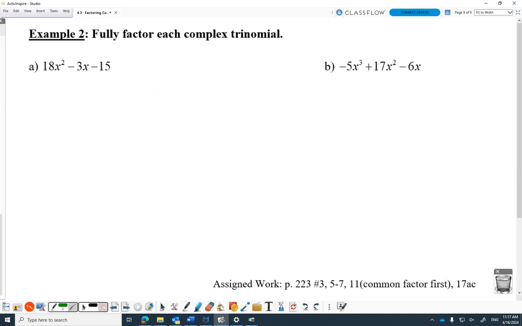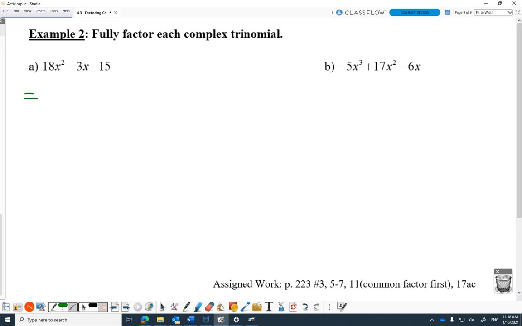Last two. Troublesome ones. Just when you thought it couldn't get worse, here we go. I'm going to start teaching the reasoning lesson right now. What should I look for first? Check for a common factor. Does this thing have a common factor? Is there a number that divides into 18 and into 3 and into 15?